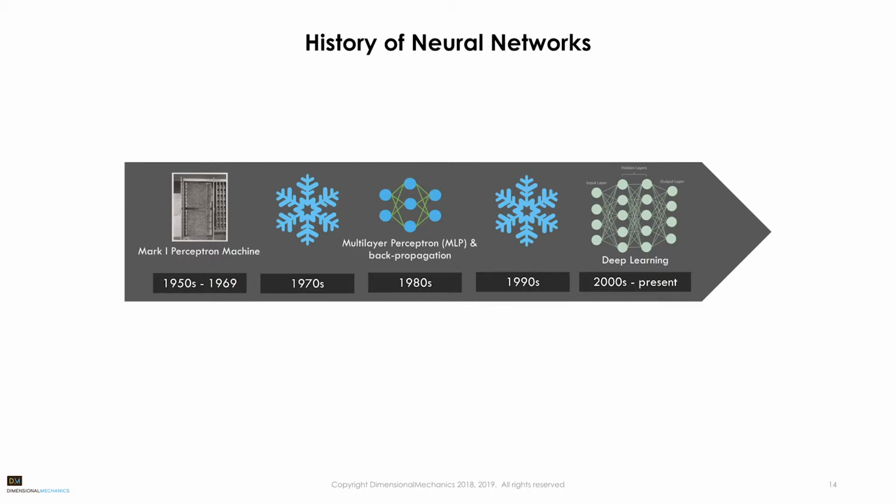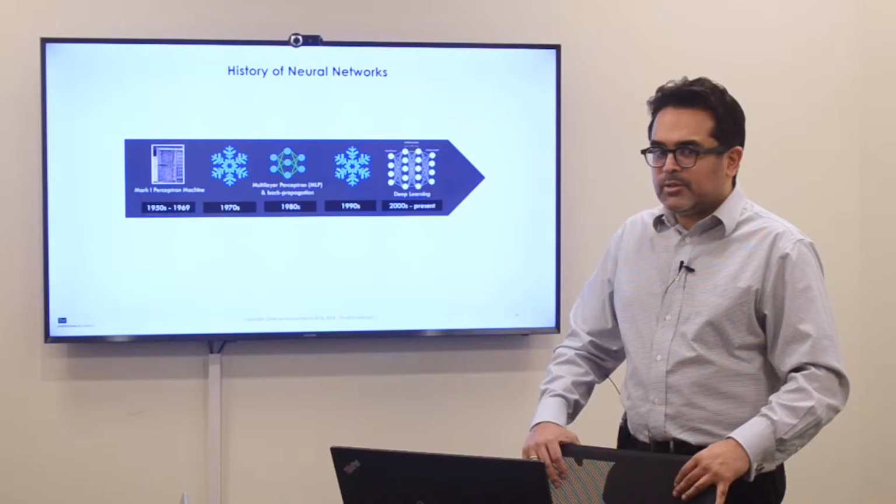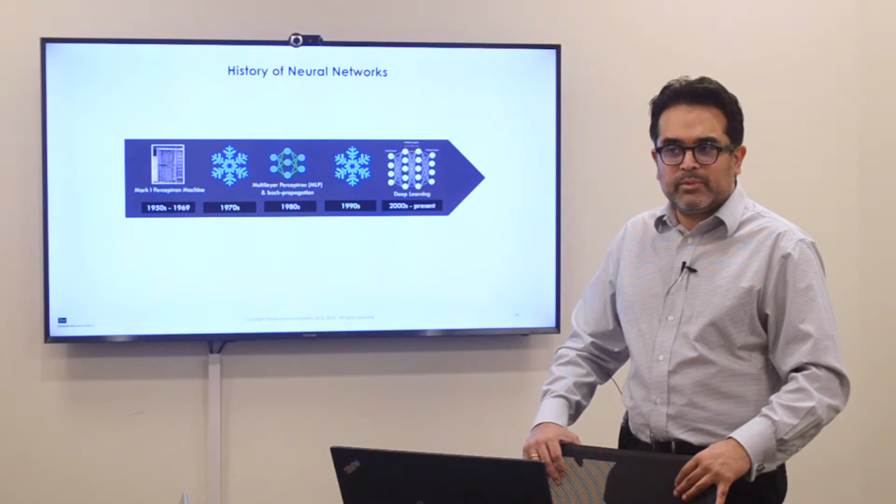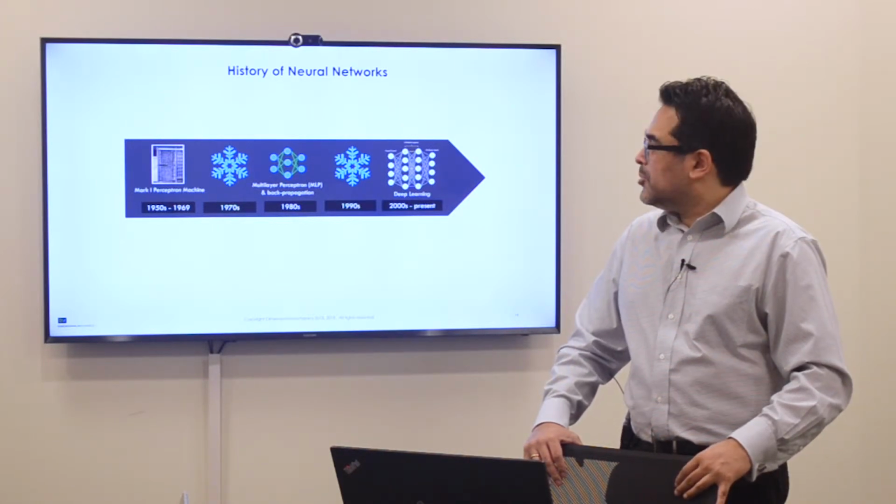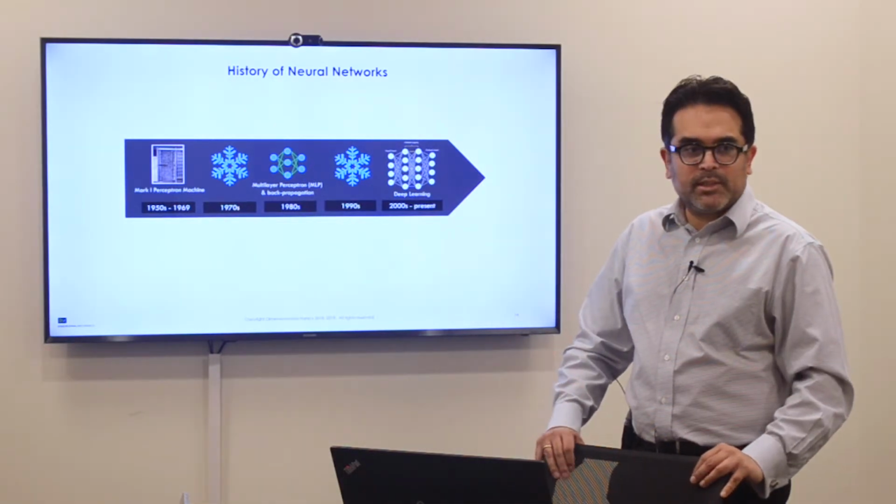So the history of neural networks. The Mark I perceptron machine is old. It goes back to the late 40s, early 50s. In a sense, this was the first neural network, the grandfather of all neural networks, which came around in the early 50s. To some extent, you can argue that Alan Turing himself inspired a lot of the thinking about AI around that time, but it was really the Mark I perceptron machine that kicked it off.